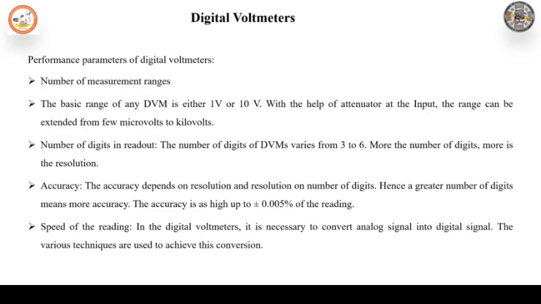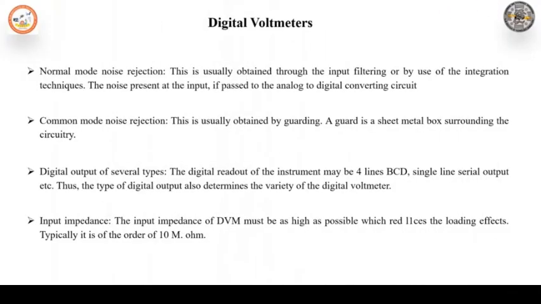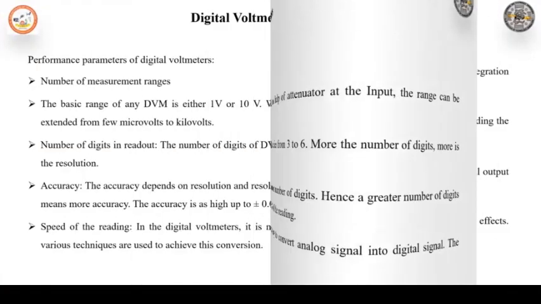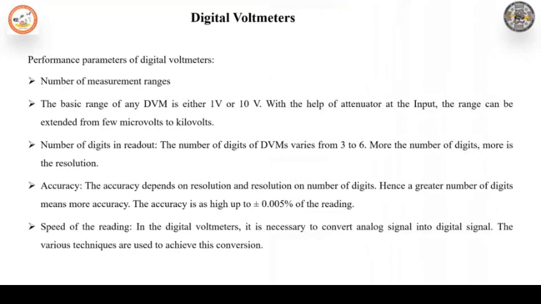So what are the advantages of digital voltmeters and what are the disadvantages of digital voltmeters? We will see that. But first, before getting to advantages and disadvantages, we will see the performance parameters of digital voltmeters. The various performance parameters of DVMs we can discuss one by one. First one is the number of measurement ranges. The basic range of any DVM is either 1 volt or 10 volt.